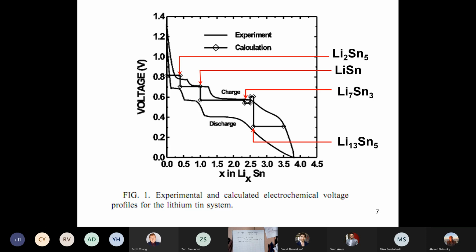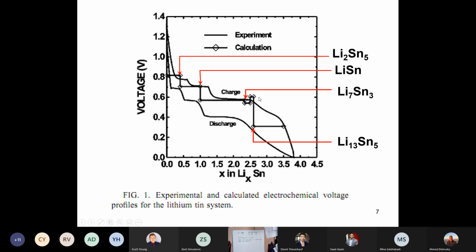So any questions about this? I just want you to get a flavor for how this goes. I was just wondering what's going on in that kind of region near the Li7Sn3. Yeah. Right. Yeah, right here.